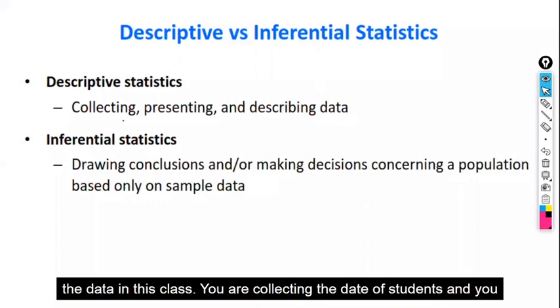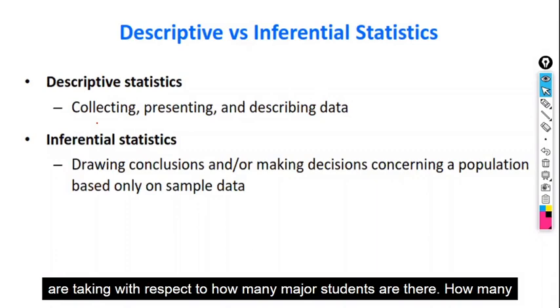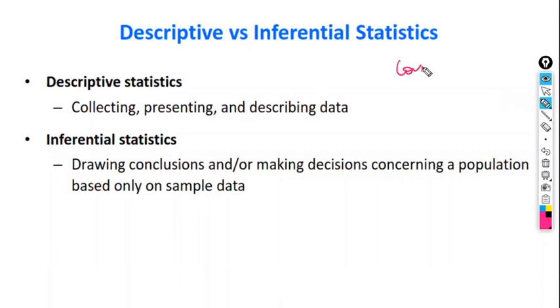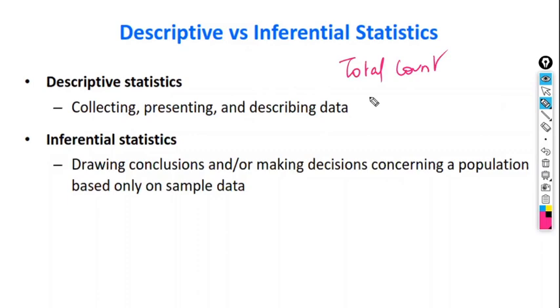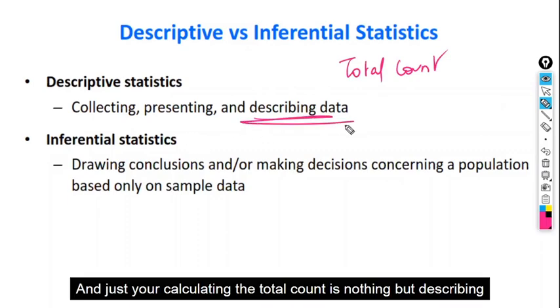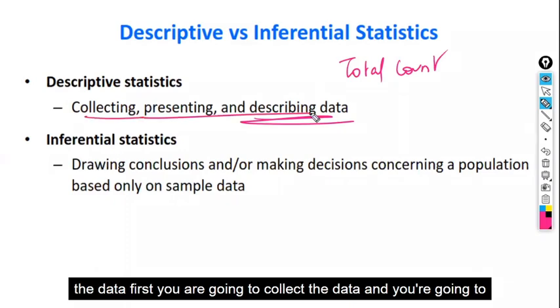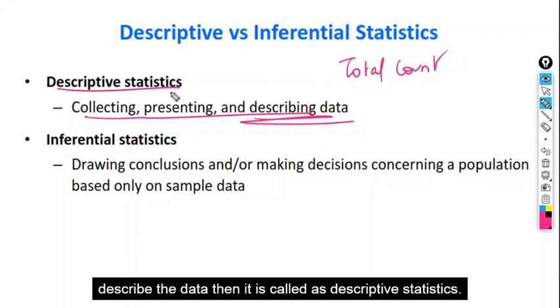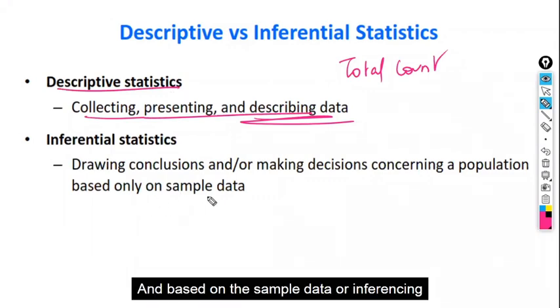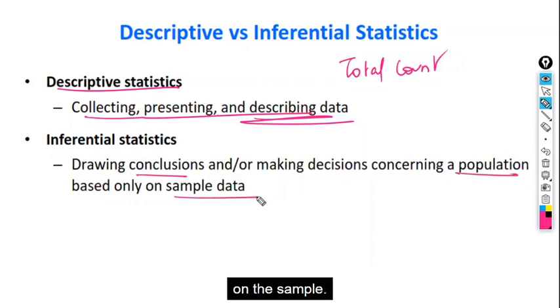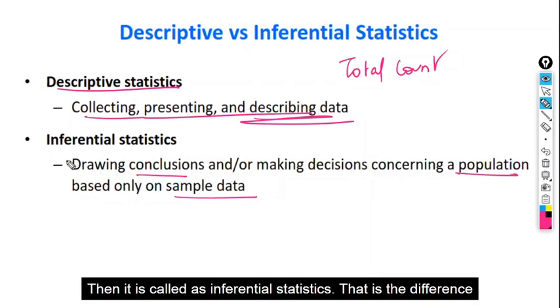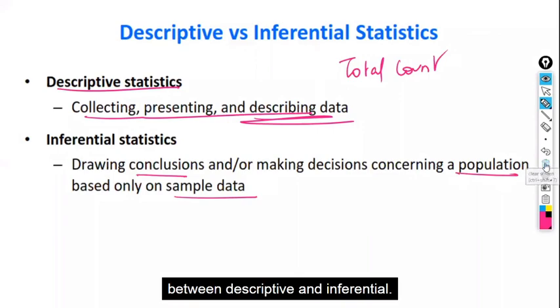For example, you are collecting data on the students in this class, with respect to how many male students and how many female students there are. That is nothing but count. You are doing the total count, and just calculating the total count is nothing but describing the data. First, you collect the data and describe the data, then it is called descriptive statistics. And based on the sample data, you are inferencing, estimating or concluding something about the population based on the sample, then it is called inferential statistics. That is the difference between descriptive and inferential.